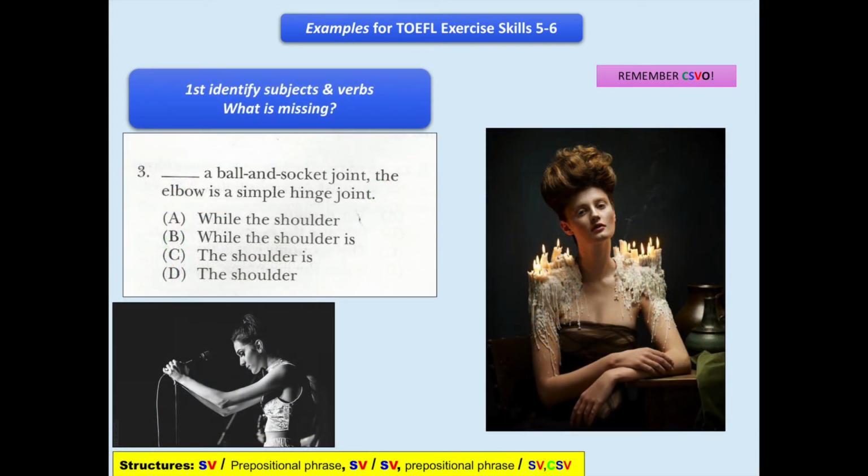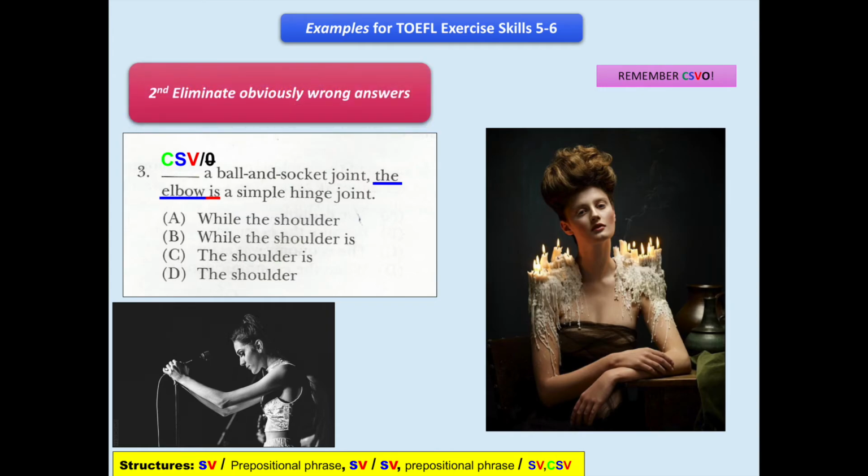Finally, let's look at number 3. First, we need to identify the subjects and verbs and find out what is missing. Here we have a subject, the elbow, and a verb, is. Okay, so that means our answer needs a connector, a subject, and a verb, the whole formula, or it will have something else. So now let's eliminate the obviously wrong answer.